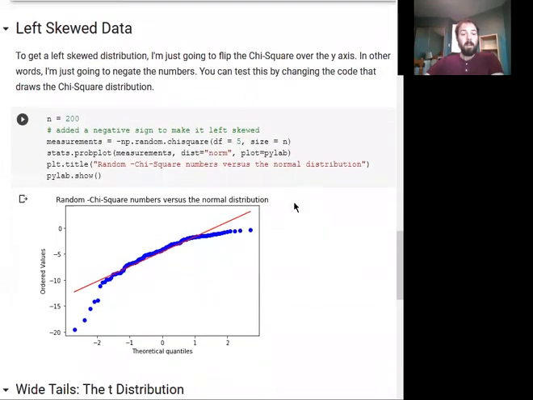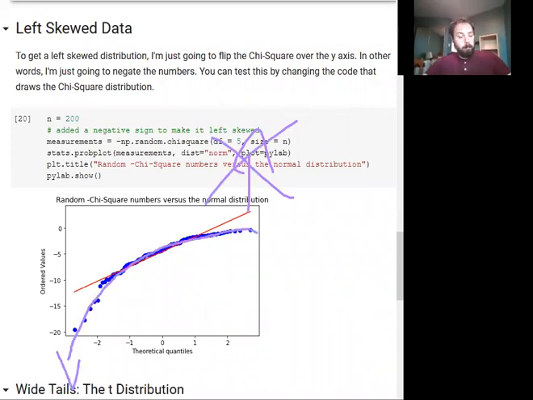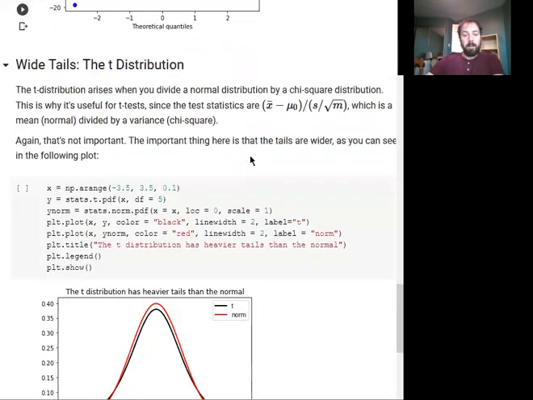Left skewed data, I just took the chi-square distribution and flipped it so that it was backwards, so that it's left skewed. And we get this sort of curve. There's big outliers in the negative direction. In the positive direction, there's nothing up here. All of it goes down, and then there's big outliers in the negative direction. And not necessarily outliers, there's just more data in the negative direction. It's more spread out in the negative direction and more compact in the positive direction. I shouldn't say this in terms of outliers.